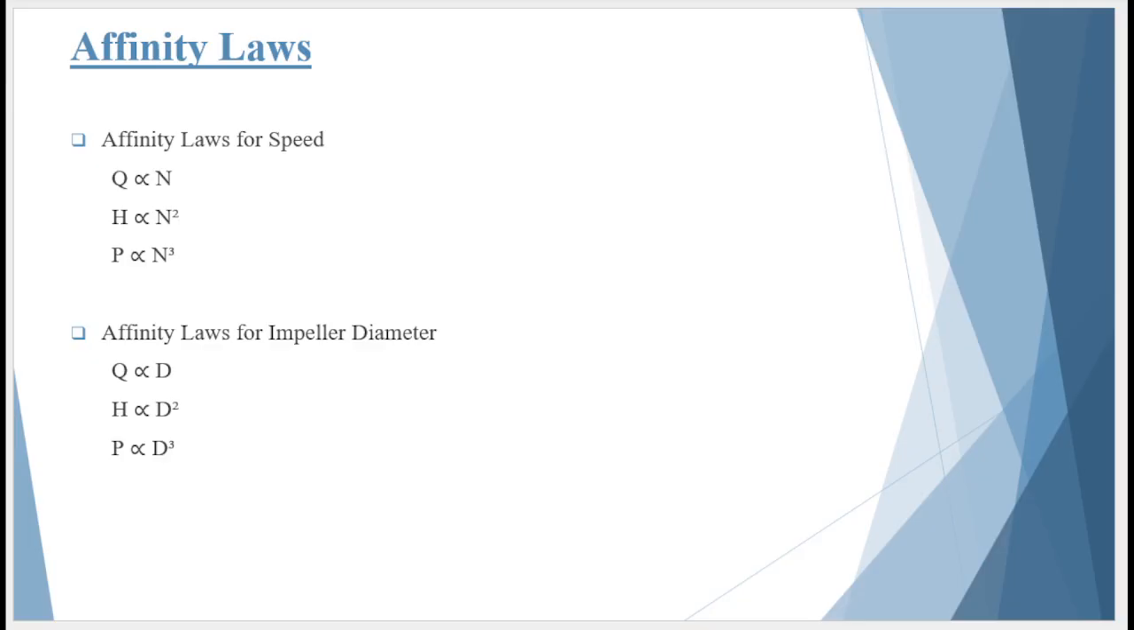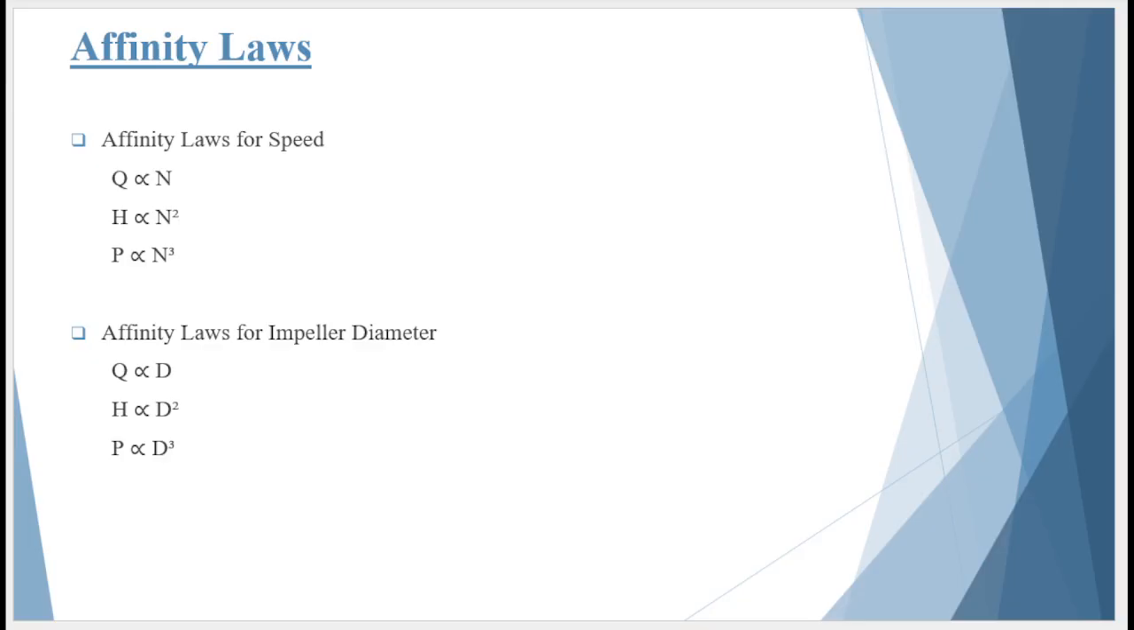According to the affinity laws, the flow rate is directly proportional to the impeller diameter. This means that when the impeller diameter increases, the pump delivers more flow. Similarly, reducing the impeller diameter decreases the flow rate. The head developed by the pump is proportional to the square of the impeller diameter. So, even a small increase in impeller diameter produces a noticeable increase in the pump head.